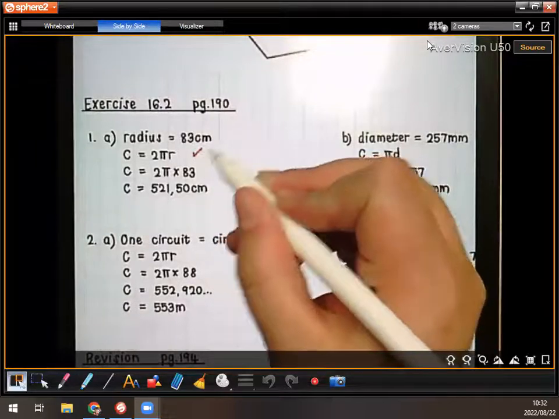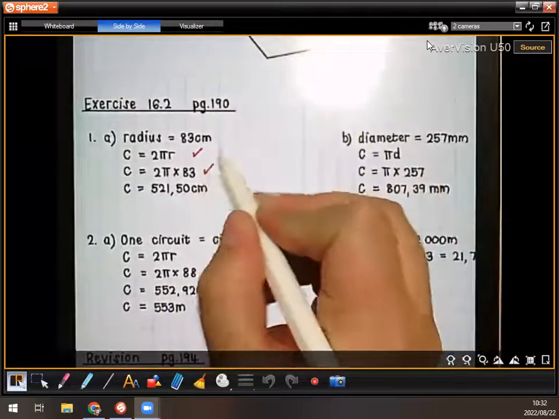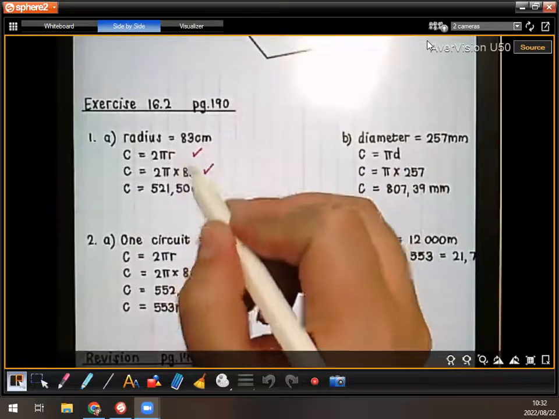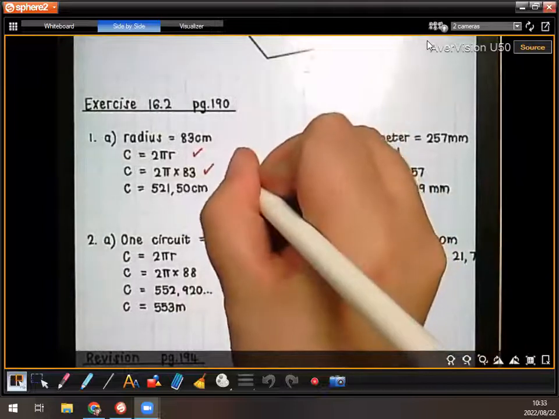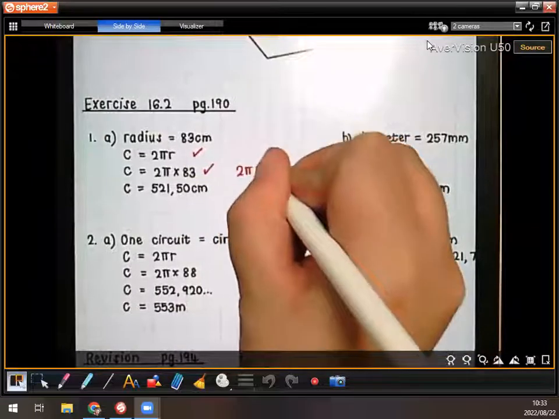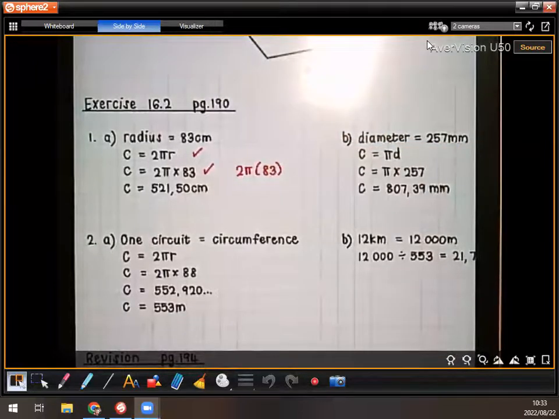Okay, so here it was 1 mark for the 2 pi radius, 1 mark for actually substituting the value of the radius into that formula, right? The 2 pi times the radius. Remember, I told you you can also write it like this if you prefer, just using brackets, instead of the times symbol, that's perfectly fine.